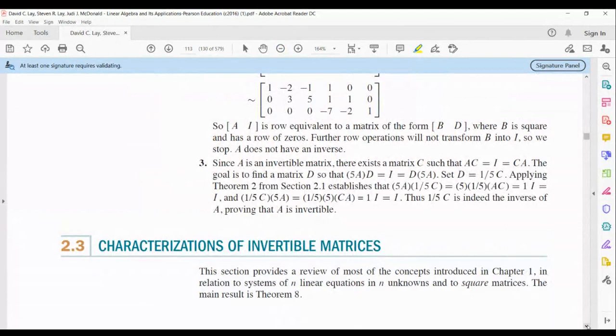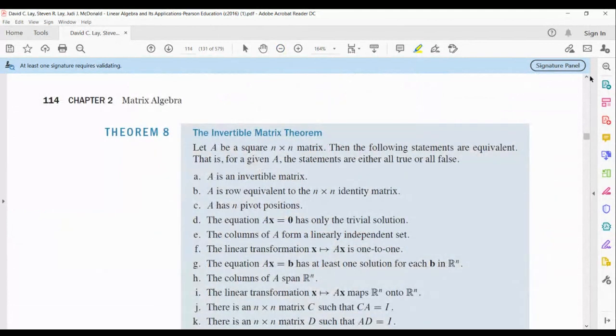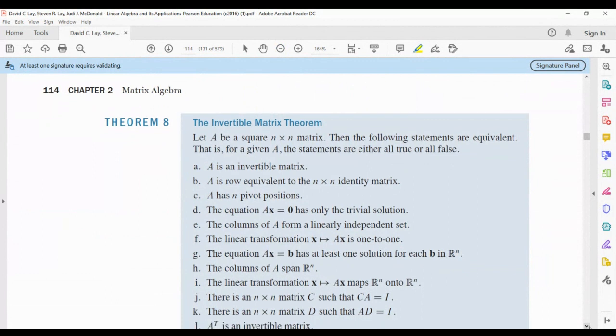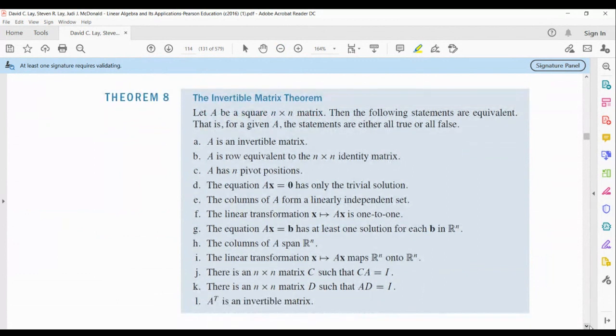Okay, so we're in section 2.3. This is the theorem I wanted to show you, Theorem 8. This is called the invertible matrix theorem. It says let A be a square matrix.